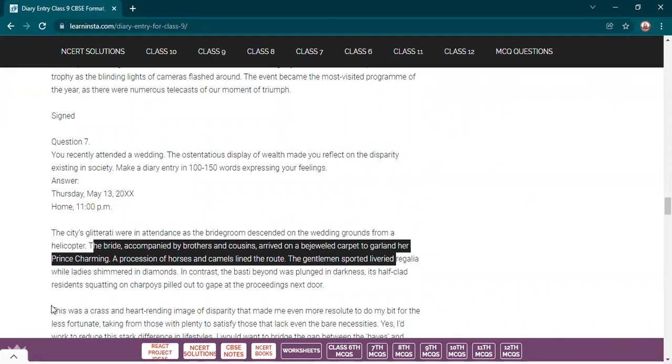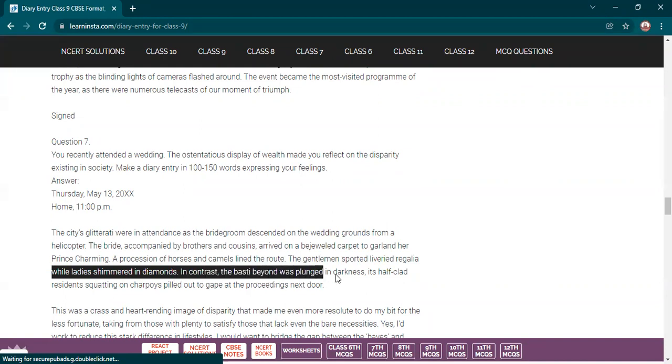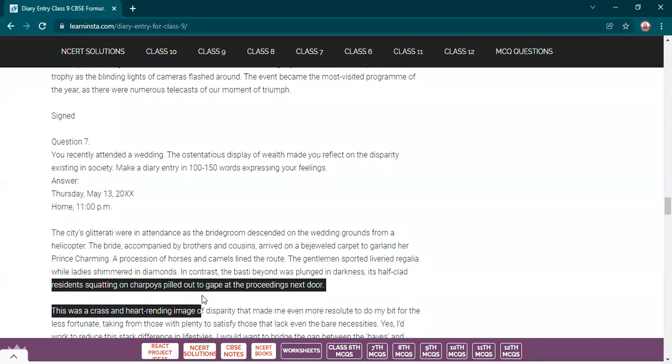You see, in many celebrities' weddings, common people who are rich enough also want to follow the same. Okay, this person has done this, I will also do the same. Ladies shimmered in diamonds. Most of the people in the marriage were shimmering in diamonds. In contrast, the basti beyond was plunged in darkness, its half-clad residents squatting on charpais piled out to gape at the proceedings next door.